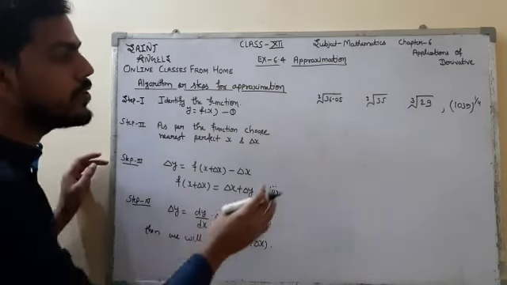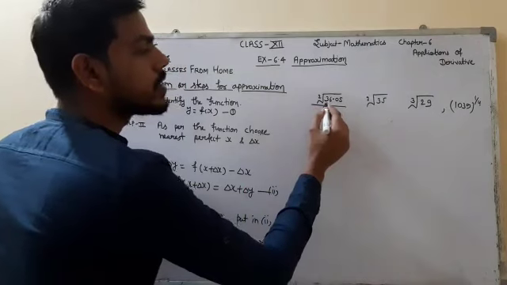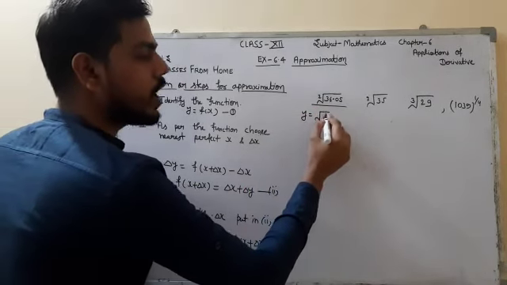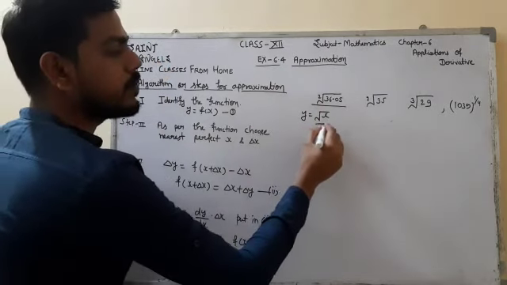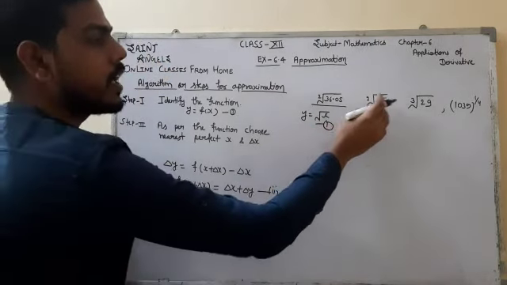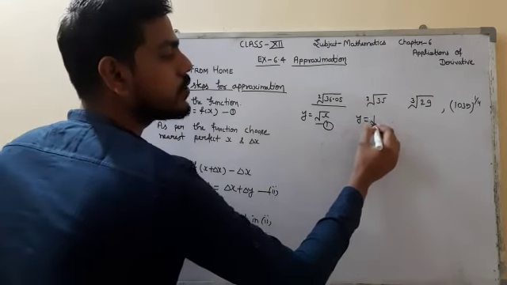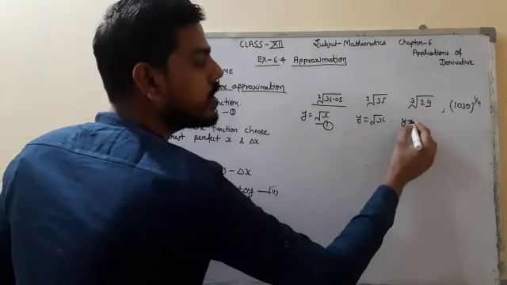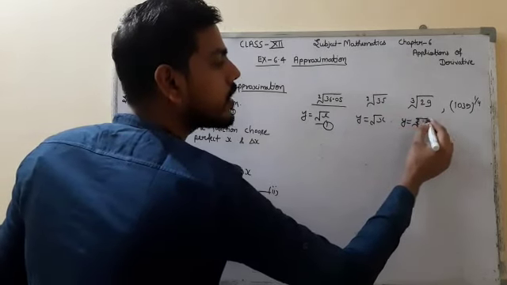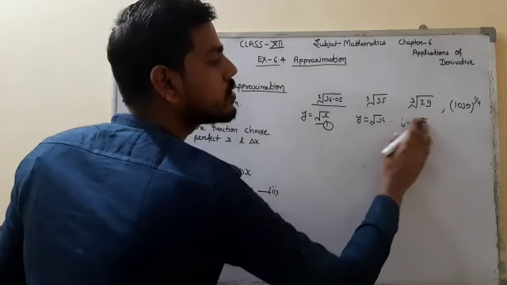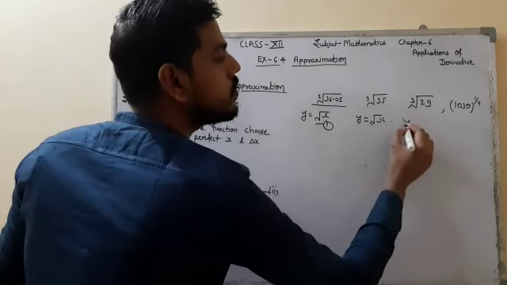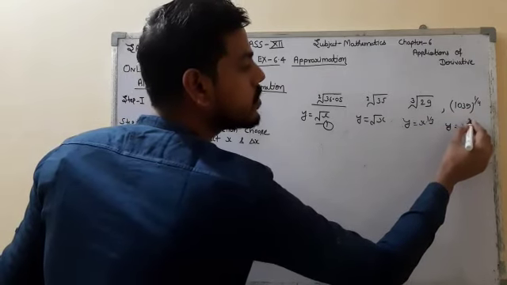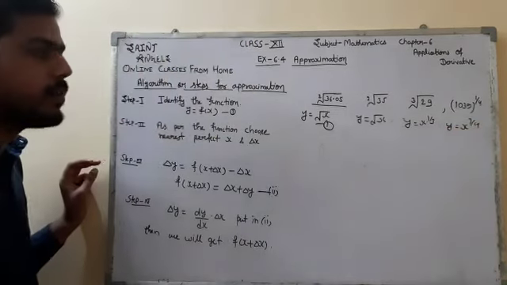Suppose you are given to find the value of under root 36.05. You will write this in the form y equals under root x, and let it be equation number first. If you are given under root 35, you will say y equals under root x. If you are given the cube root of 39, you will say y equals cube root of x, or we could say y equals x raised to 1 by 3, and for the fourth root, y equals x raised to 1 by 4. Okay students, I hope it's clear.